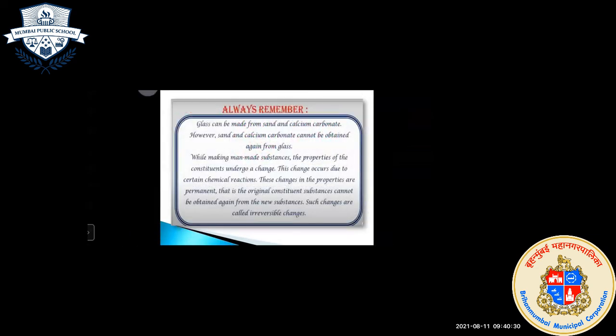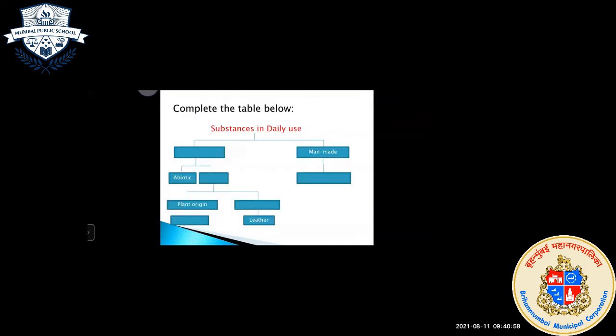Now see here the example is given that glass can be made from sand and calcium carbonate. However, sand and calcium cannot be obtained again from glass. While making man-made substances, the properties of the constituents undergo a change. This change occurs due to certain chemical reactions, and these changes in the properties are permanent. That is, the original constituent substance cannot be obtained again from the new substance. So these are irreversible changes. Okay. Now let's sum up with this.